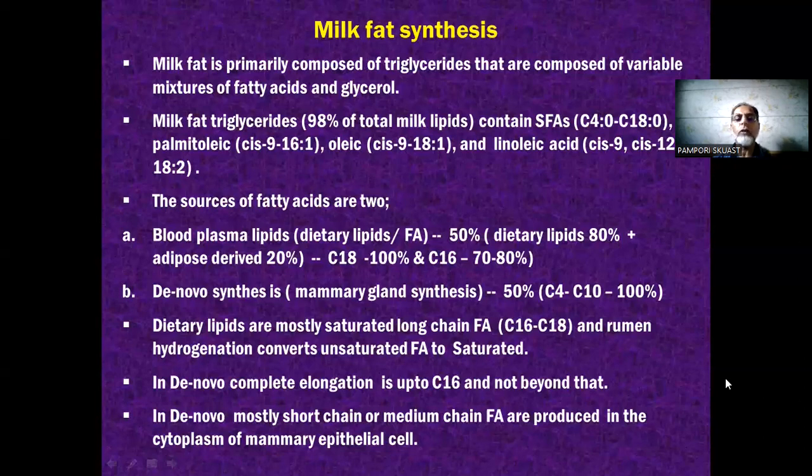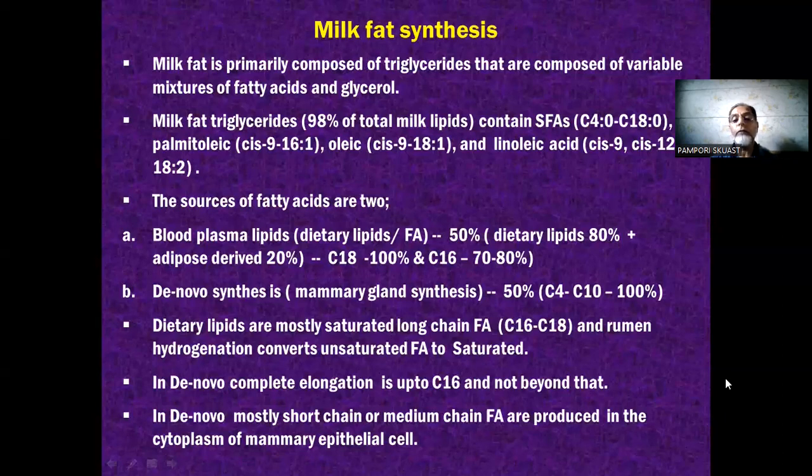The sources of these fatty acids are two. There are two important sources of fatty acids in the mammary gland from which milk fat is produced. One is blood plasma lipids. Since blood contains lipids, dietary lipids and fatty acids, they compose 50%. That means what the animal eats and the lipids it absorbs from the intestine come into the plasma, and this blood circulates into the mammary gland. The mammary gland draws it and produces the fat in the milk from it, and about 50% may be contributed by blood plasma lipids.